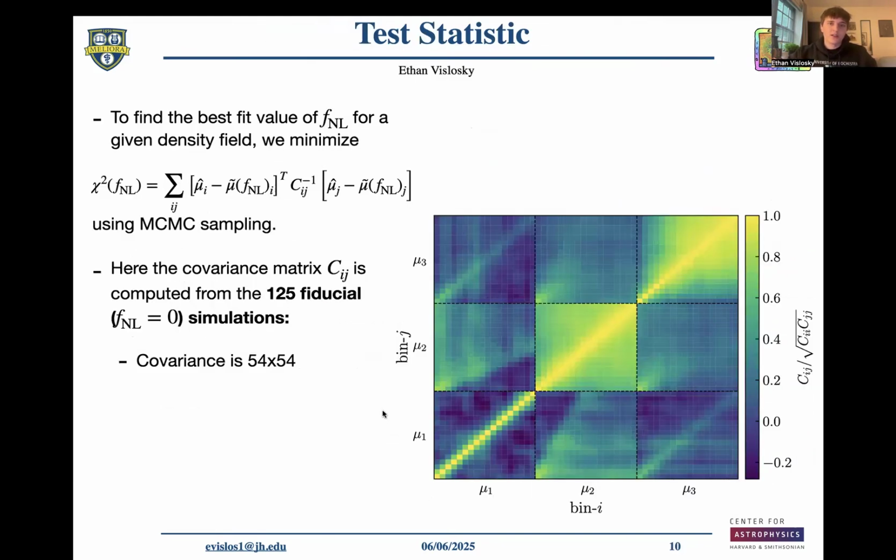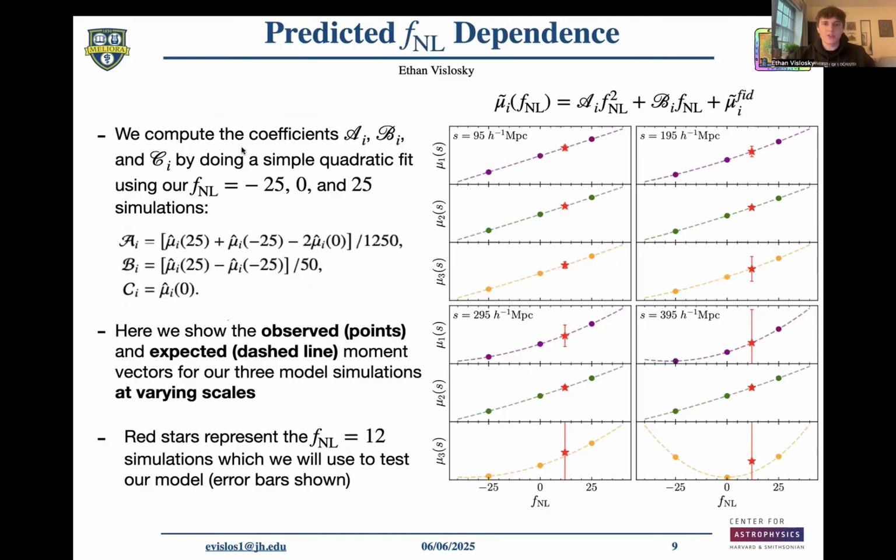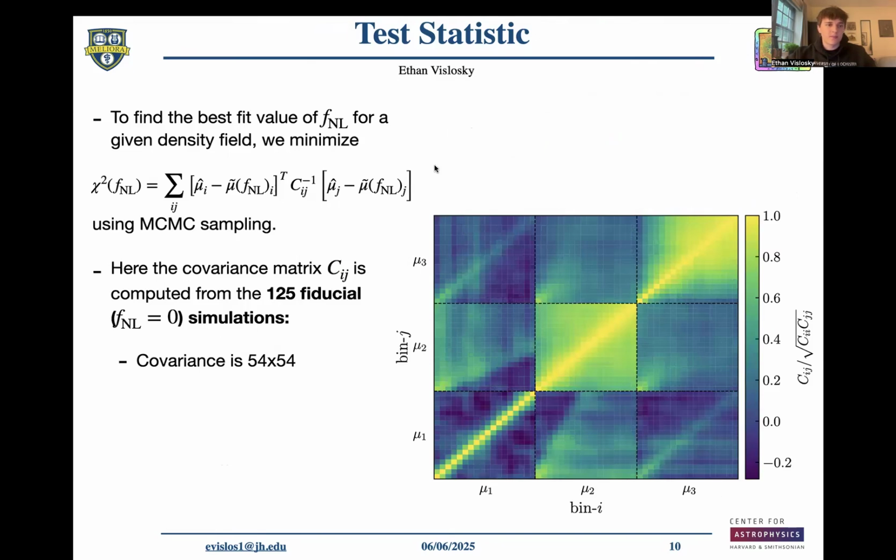Yeah, so the formalism that we test our model in is an MCMC framework. So we calculate a chi-squared, which is just the observation of our moments, so that concatenated vector of all three moments, minus the expected vector, which is just that model we showed up here, the quadratic model for FNL dependence. And here the covariance matrix is computed from the 125 FNL equals 0 simulations.